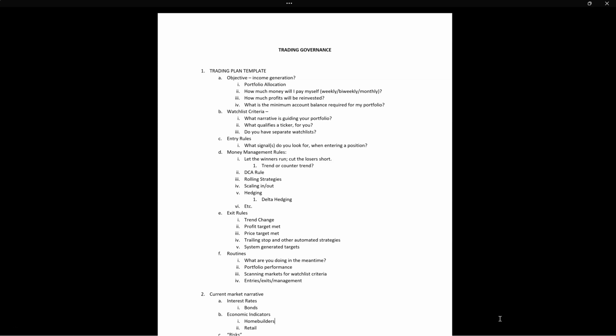So that's really how it should work, and it shouldn't be based on any one ticker. That's what a trading plan is all about. It's based on the market as a whole and how you behave in that market.